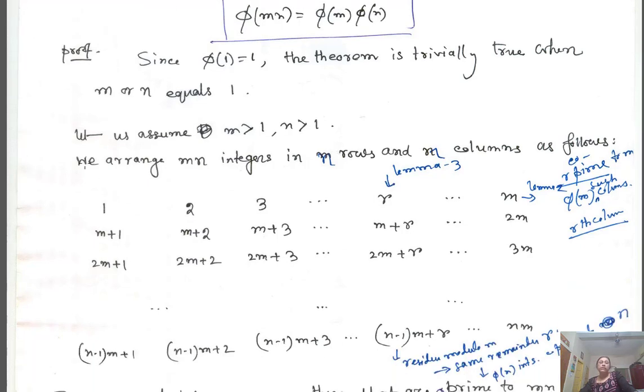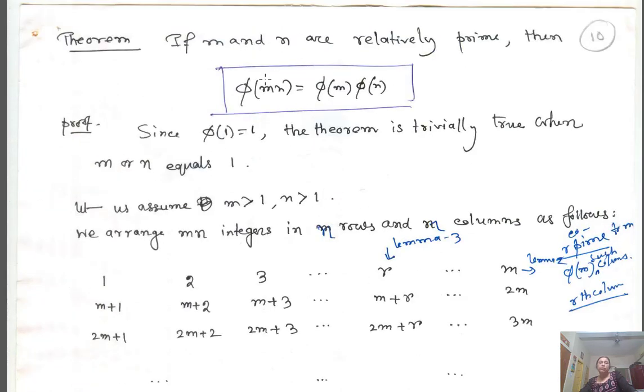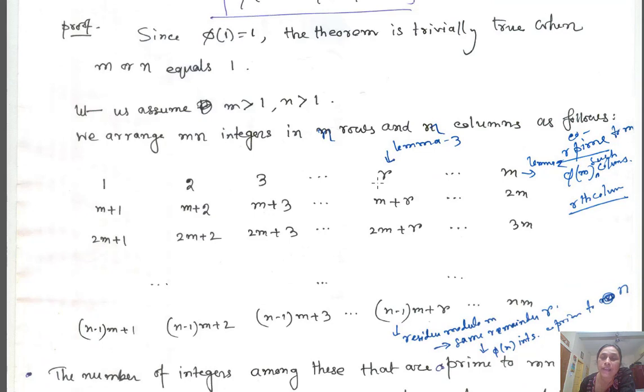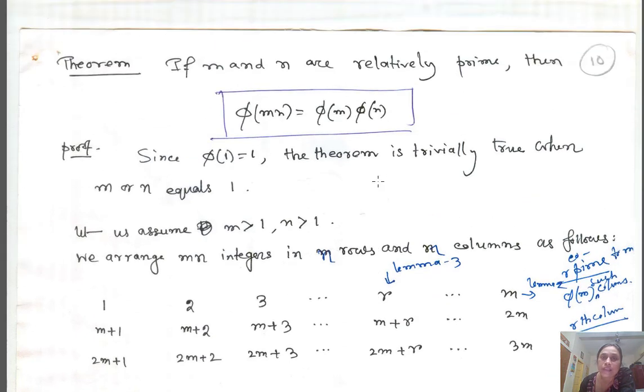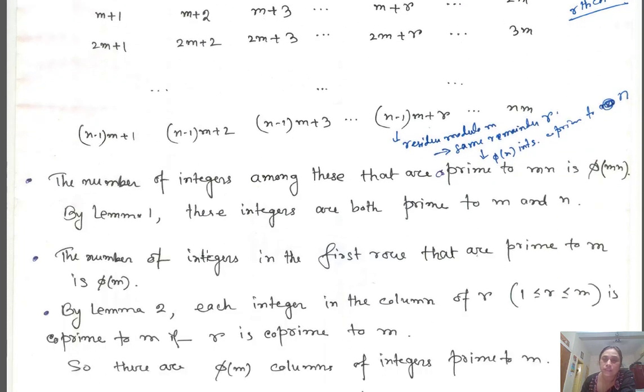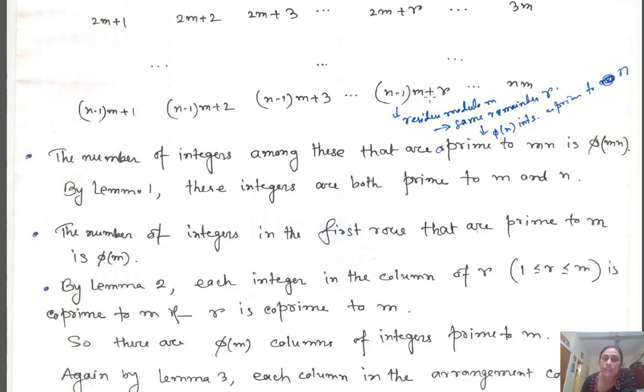Okay, so all these elements up to mn we write in this way, and we are essentially counting how many elements out of these mn elements are co-prime to both m and n. If an element is co-prime to both m and n, then it counts here also. So that is essentially counted here. So the number of integers among these that are co-prime to mn is phi mn.